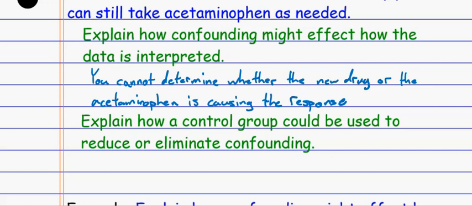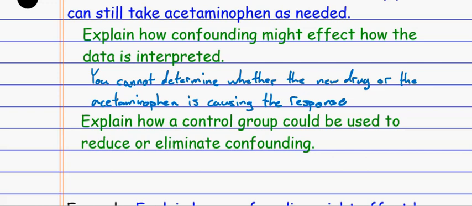Well, there's a couple things we could do. We could either have a control group where basically one group just takes acetaminophen and one group only takes the new drug. Or we could just say, hey, there's a control group where they're not allowed to take acetaminophen. They should only be taking our new drug. And so if the results from the group that was taking our new drug and still allowed to take acetaminophen are the same as the group who's just taking our new drug, then we can kind of eliminate the acetaminophen as the thing that's causing the response.